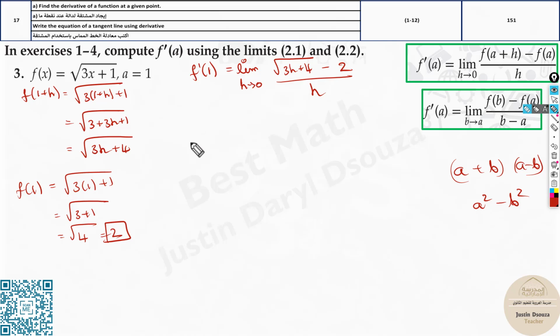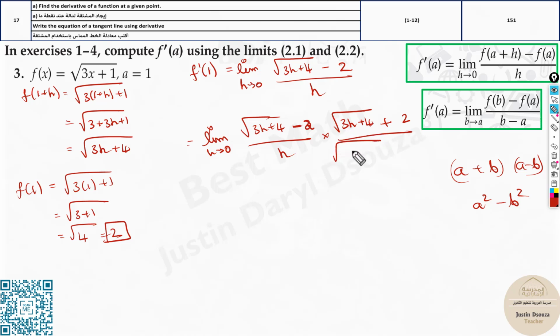Now let us solve it. The limit as h tends to 0 of square root of 3h plus 4, the square root is for the entire thing, minus 2, divided by h, multiplied with what? Square root of 3h plus 4. There is 2, but since we have minus here, we have to take the opposite sign. One should be plus and one should be minus. Minus is already there, so we take plus. The same terms: square root of 3h plus 4 plus 2.